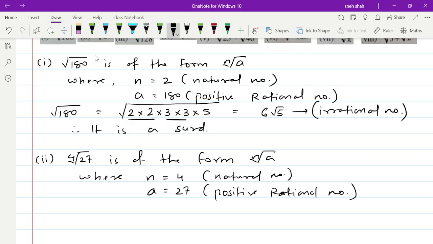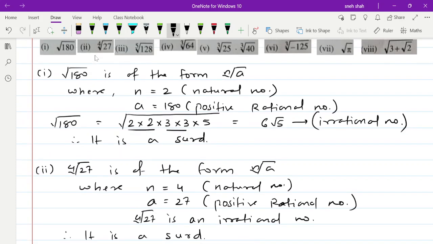Now, the fourth root of 27 cannot be further solved as there are only three 3s in 27. But to resolve a fourth root, we need a group of four identical factors. So, the fourth root of 27, which is the given number, is an irrational number. And hence, all three criteria of surds are fulfilled. So, we can say that it is a surd.